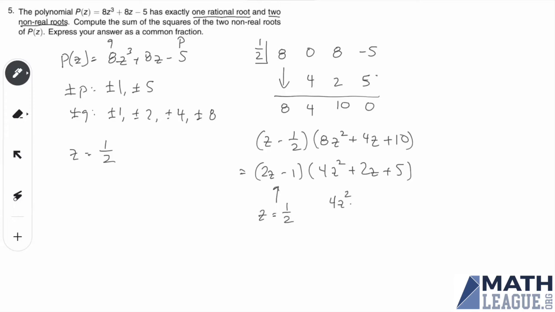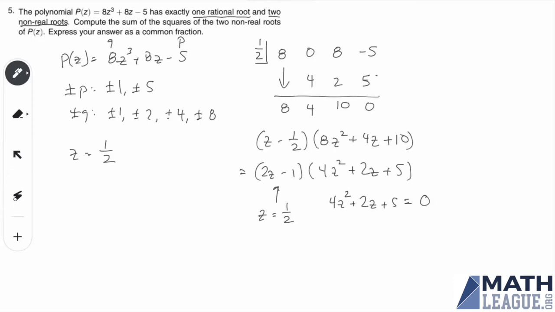Now we need to find the roots of 4z squared plus 2z plus 5 equals 0. There's actually two ways you can do this. You can either use the quadratic formula, and that's pretty straightforward. All the imaginary parts will cancel, and you'll get each root, and then you can just square them and sum them. Or we can do the math the traditional way.